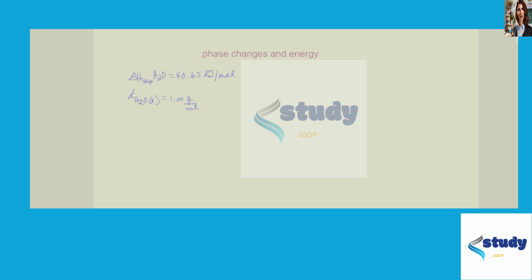This question asks us to calculate some energy associated with phase changes. In this case, the phase change is vaporizing or boiling water. We're provided with some information: the density of liquid water is 1.00 grams per milliliter, and we have a 100.0 milliliter sample of water. We're asked to determine, based on that sample, how much energy is required to vaporize it.